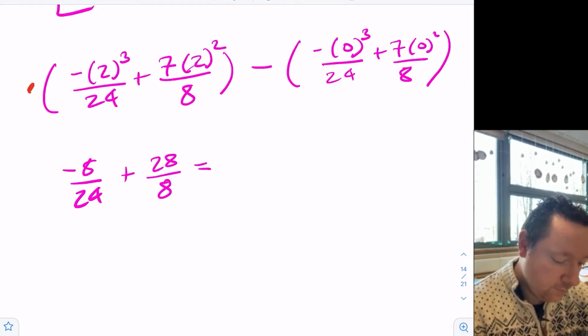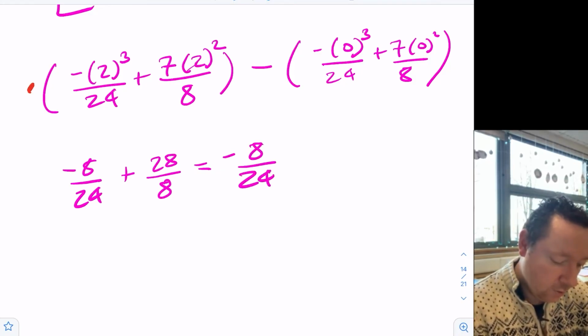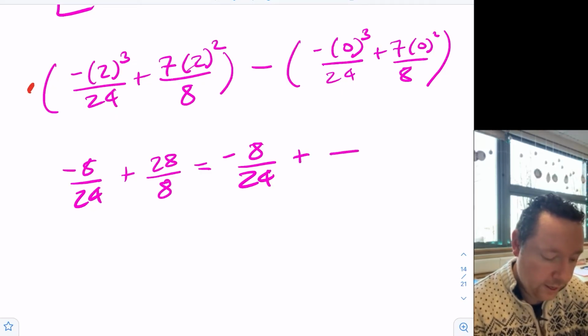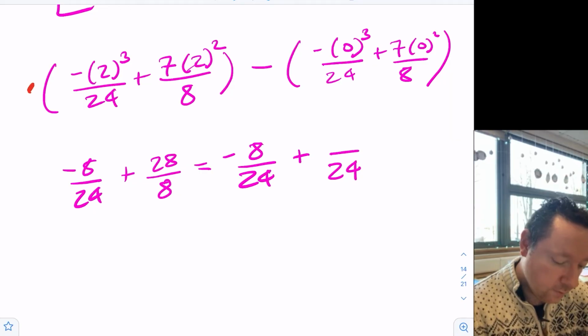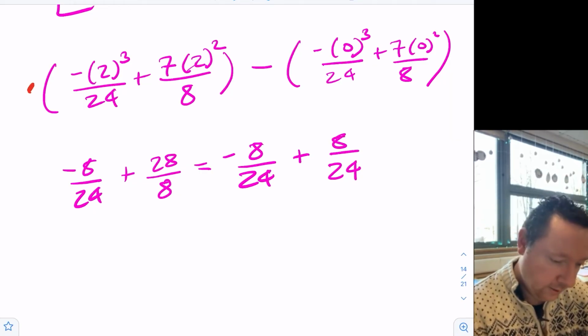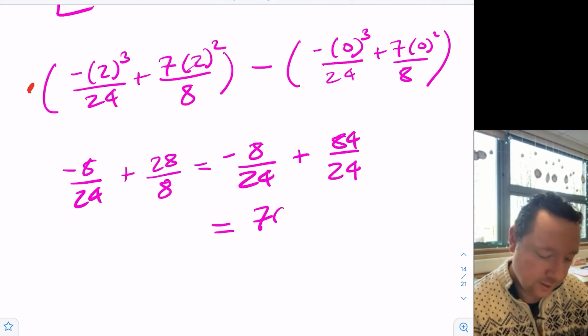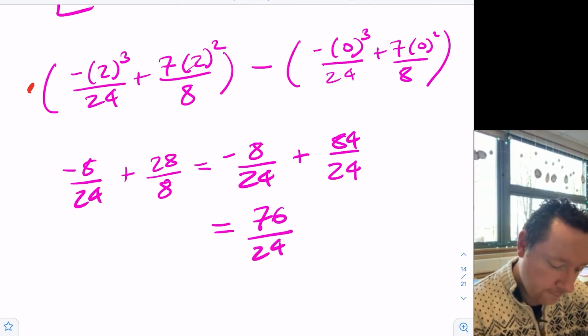So you just need to work out these fractions. So I can simplify the fractions. Well, actually, I'll add them first before I simplify because it'll be easier to see. So minus 8 over 24, and then we've got 28 over 8. 8 3s is 24, so times them by 3. I get 3 times 28, so we get 84. So now we can add them. 84 take away 8 is 76 over 24.